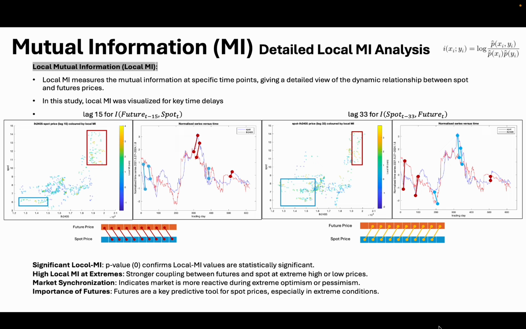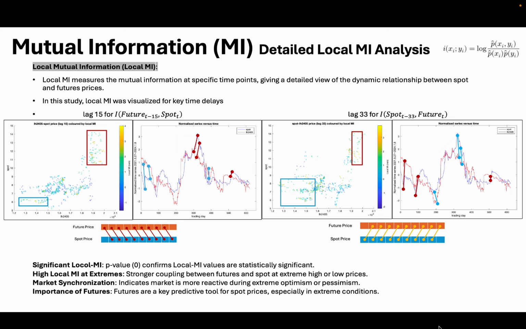Local mutual information measures the shared information at specific points in time between spot and future price. It gives us a more detailed view of how those two markets interact at specific time delays. In simple words, it matches day price to day price.